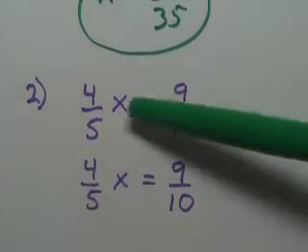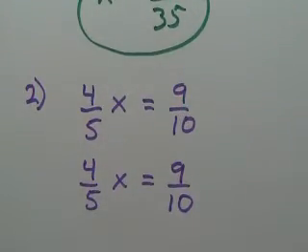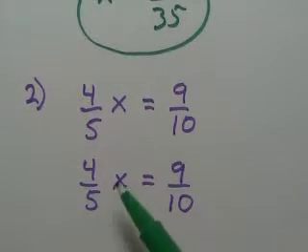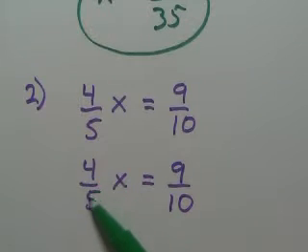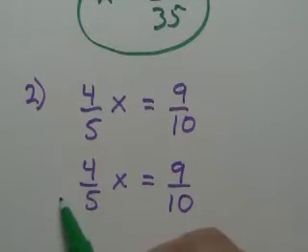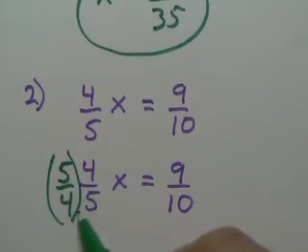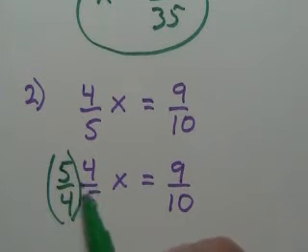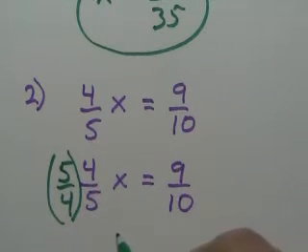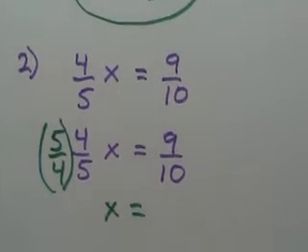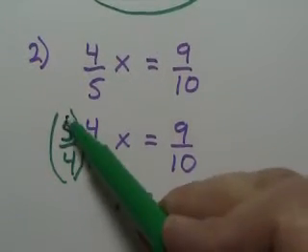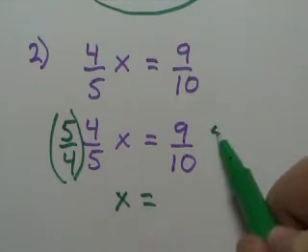Here's number 2. Again, I wrote the problem twice. All right, so we want the x by itself, the letter by itself, so we'll get rid of 4/5. To get rid of it, I'll multiply by its reciprocal, because I know if I multiply by its reciprocal, it'll just be 1. A number times its reciprocal is 1, and 1 times x is simply x. Okay, so if I multiply this by 5/4, then I have to multiply this side by 5/4.